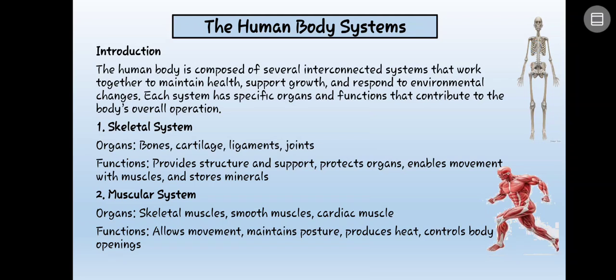The human body systems. Now, the human body is basically composed of several interconnected systems that actually work together to maintain health, support growth, and respond to environmental changes. Each system has specific organs and functions that contribute to the body's overall operation. So we have several operational systems in the body.